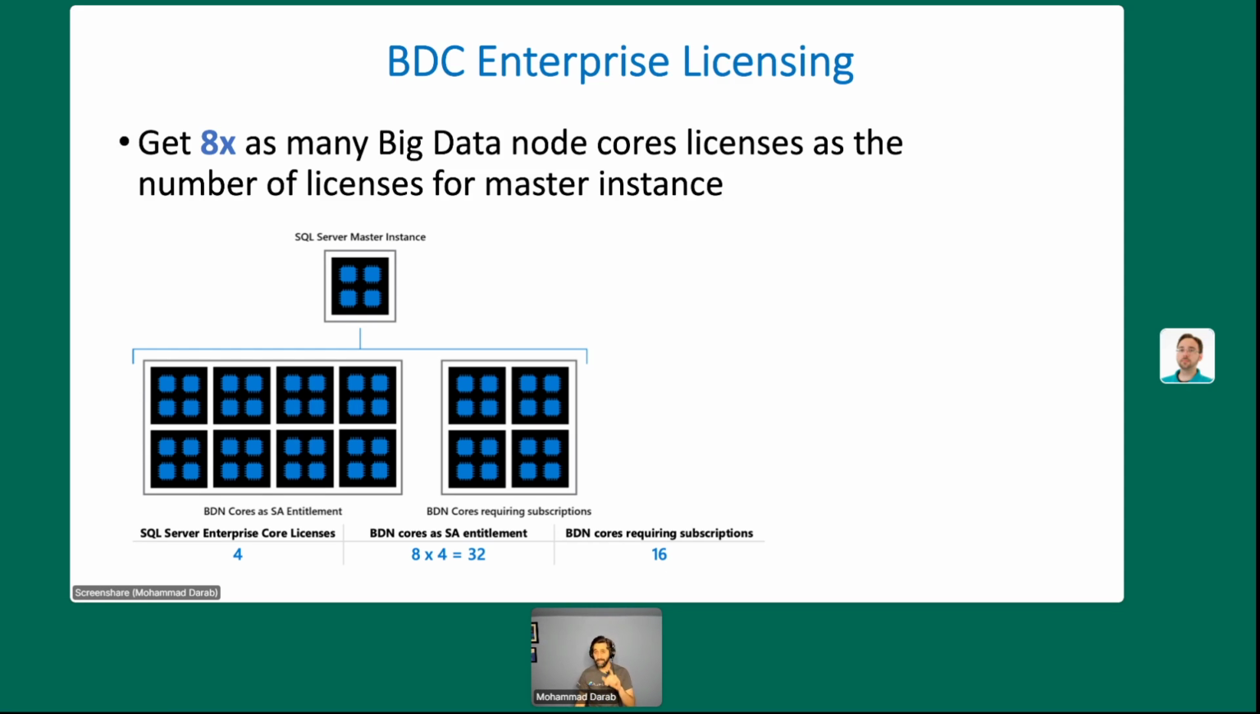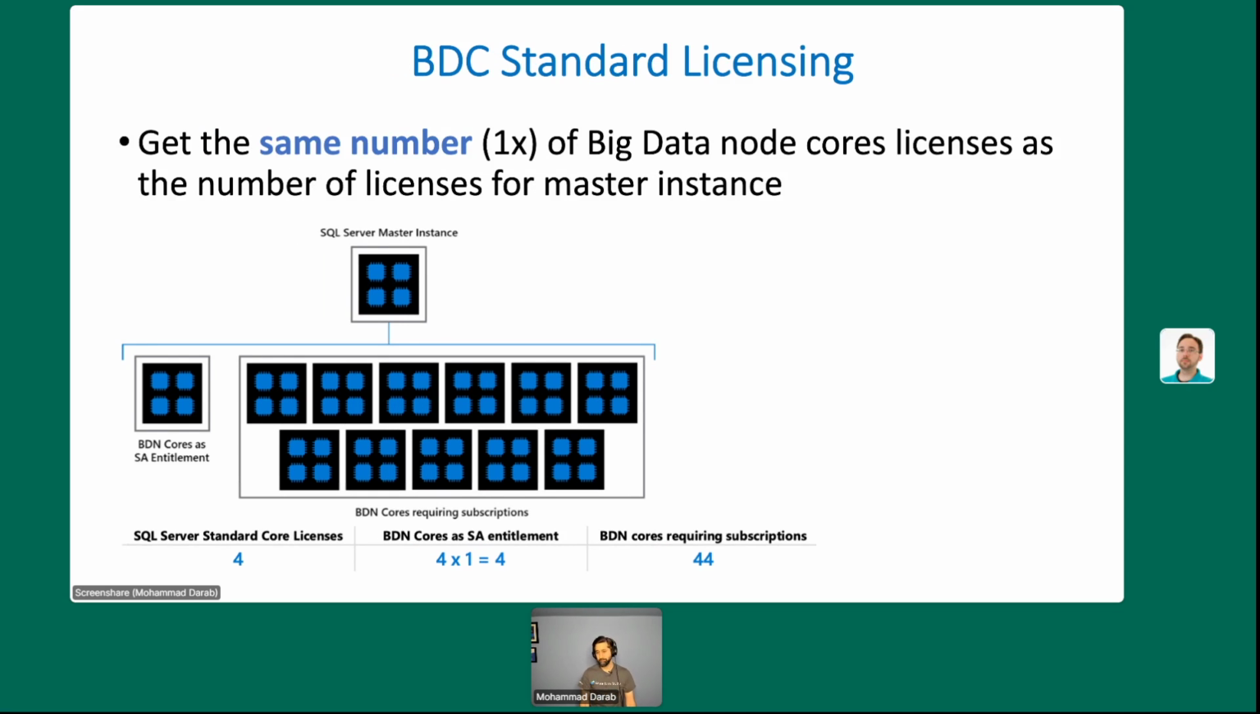Now for standard, if you're thinking, hey, what do they got for standard? Pretty much the same thing, but the 8x is 1x. That's it. So if you got your 4x here, you got your 4 times 1, they give you 4 cores BDC. And then you just have to subscribe to this on a yearly basis, $400 a year for 2-core, for your 44 remaining. Pretty straightforward, and I think pretty financially appealing if you think about it.